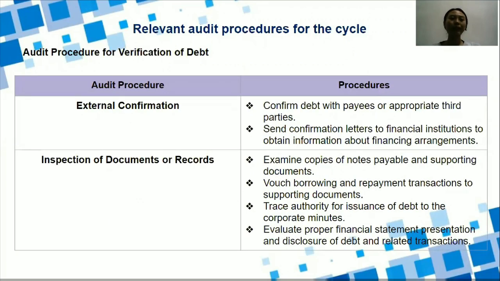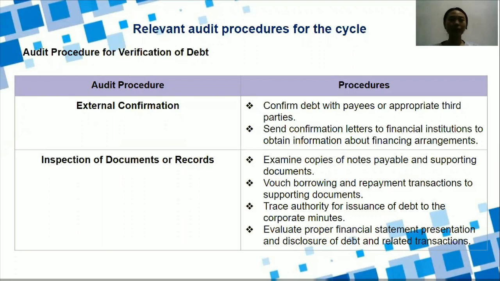Okay, and next, it's about the external confirmation. Just now I already mentioned what the auditor can do to get the external confirmation. Here it's about confirming with payees or appropriate third parties such as banks, and they can also send confirmation letters to financial institutions to obtain information about the financing agreements.